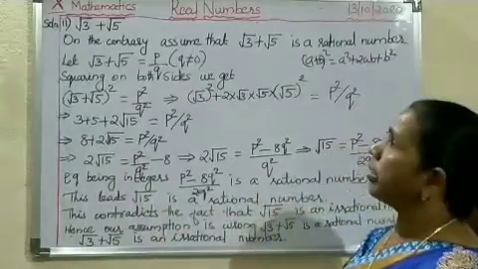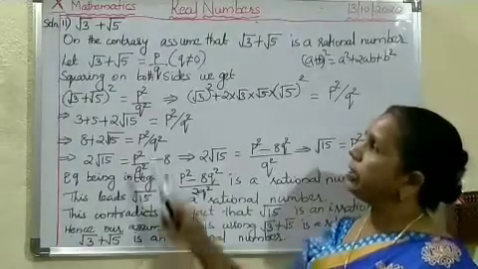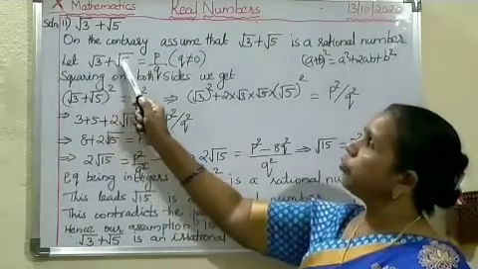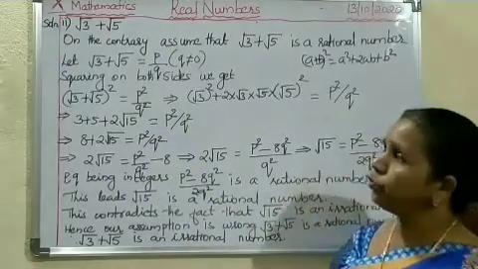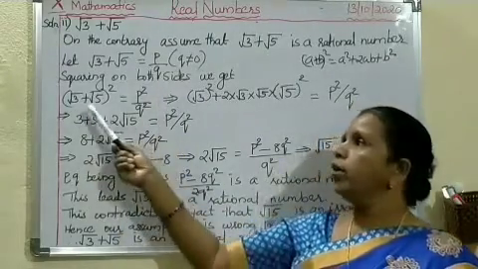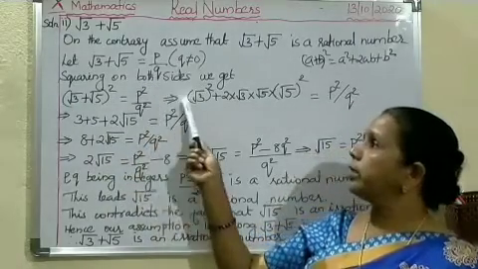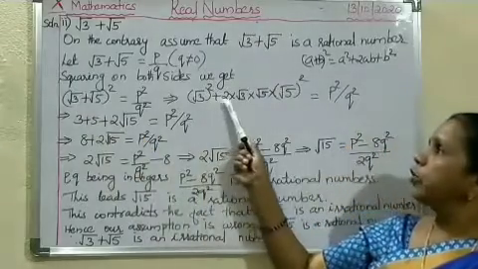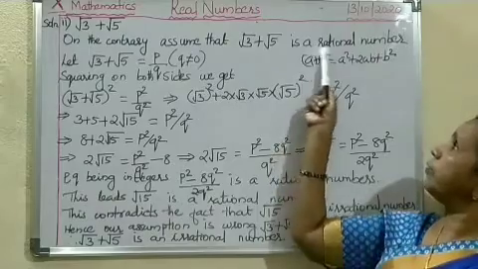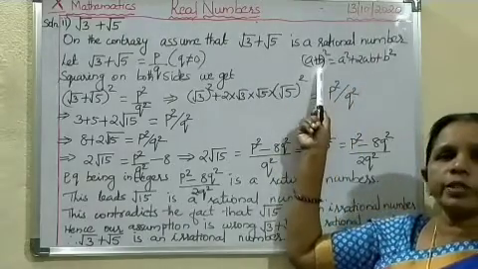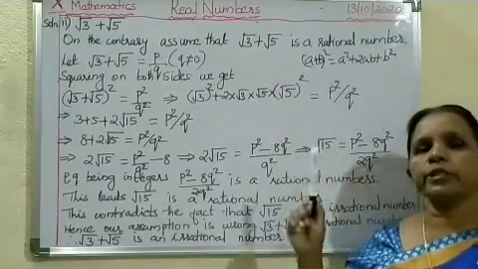Then we are taking the contradiction that root 3 plus root 5 is a rational number. The rational number definition we are writing: root 3 plus root 5 is equal to p by q and q not equal to 0. Then what we have to do? Squaring on both sides. Then root 3 plus root 5 whole square is equal to p square by q square. What formula are we using? A plus b whole square is equal to a square plus 2ab plus b square. Here a is equal to root 3, b is equal to root 5.